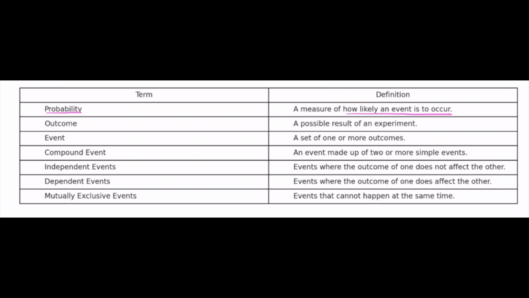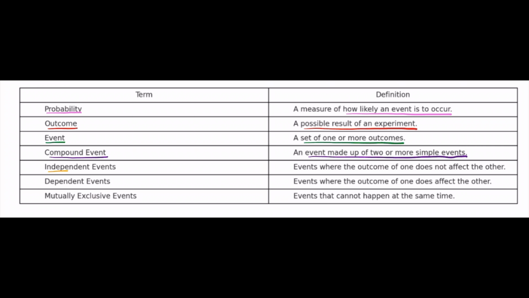The probability of something is a measure of how likely an event is to occur. Then we have an outcome. An outcome is a possible result of an experiment. Then we have the term event. An event is a set of one or more outcomes. Next, we have a compound event. A compound event is an event made up of two or more simple events.